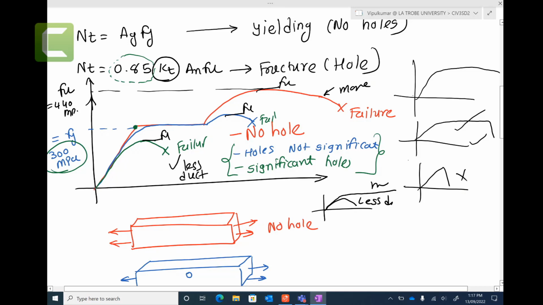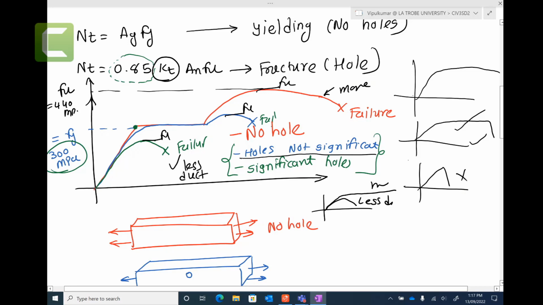Right. So that's what we want to design, the red one. But we can't avoid it. We put the holes. We can't have a member that we need to connect to another member, right? We can't have just standalone members in the buildings. So we need to drill the holes to connect with each other. So when you drill the hole, the blue one is going to follow.